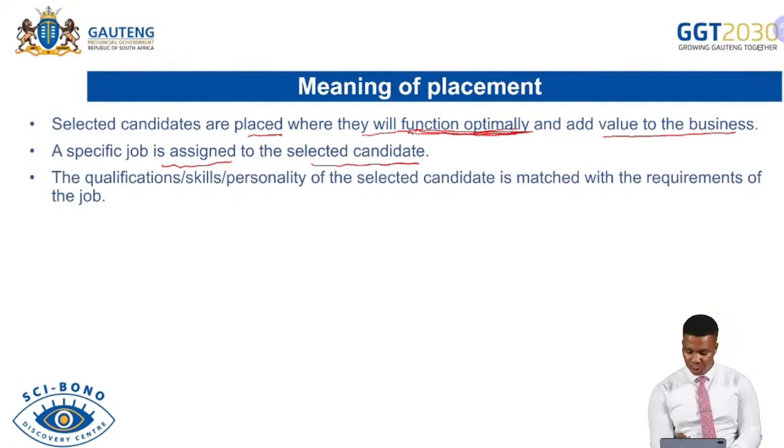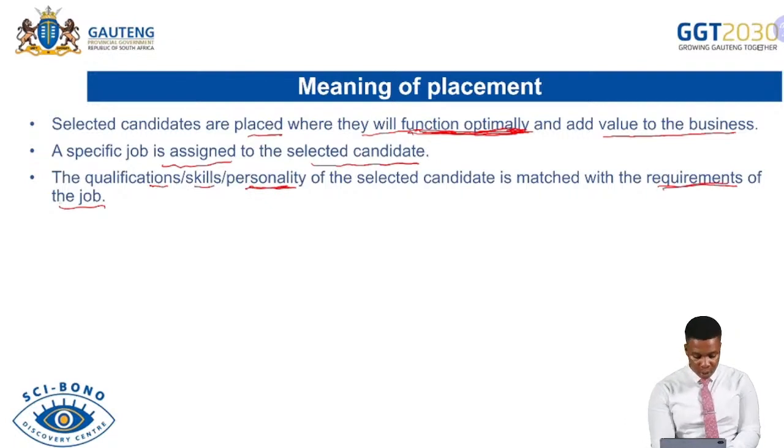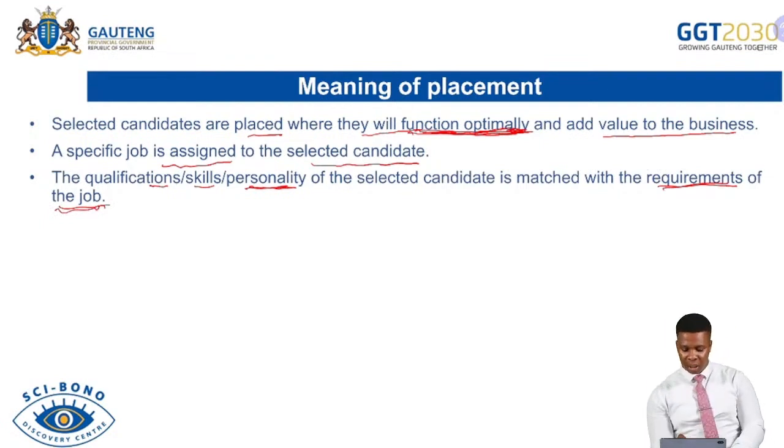So hence, you have to be placed in a position where you will function optimally, because your skills and personalities have to be matched with the requirements of the job. For instance, let's say you are given a sales manager or a salesperson job. It means you are the one who has to sell the product or the services to customers. You cannot be placed in the position of a salesperson if you cannot talk to customers. So if you fail to talk to customers, it means the business did an incorrect placement, because the qualification, skills, and personality do not match the requirements of the position. So that is placement. The position and your skills and personalities need to match so that you function optimally.